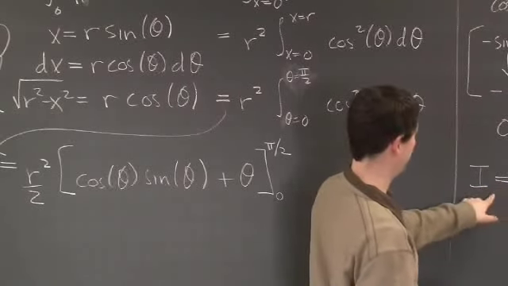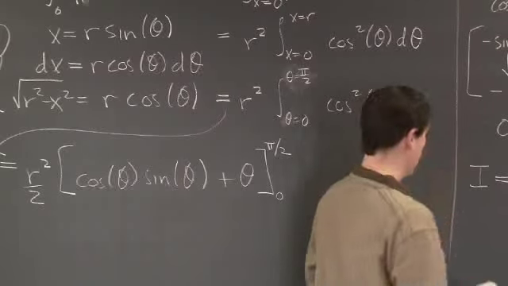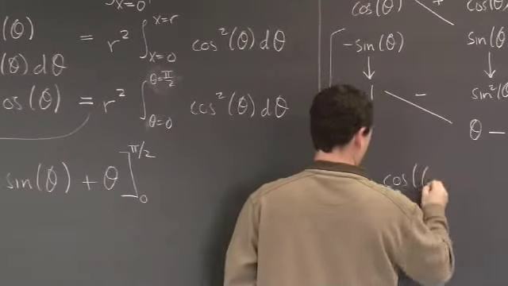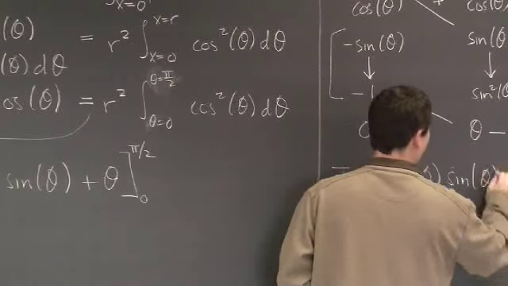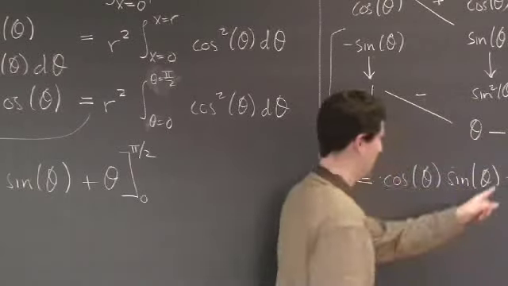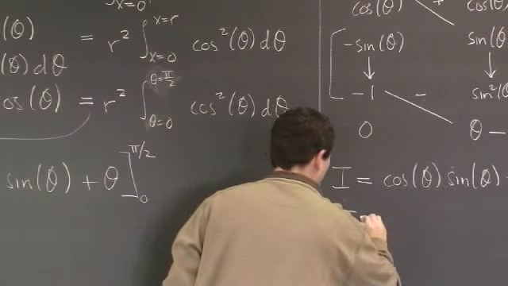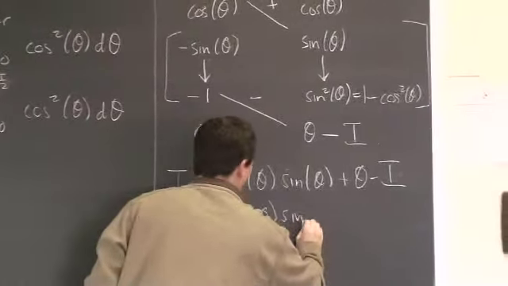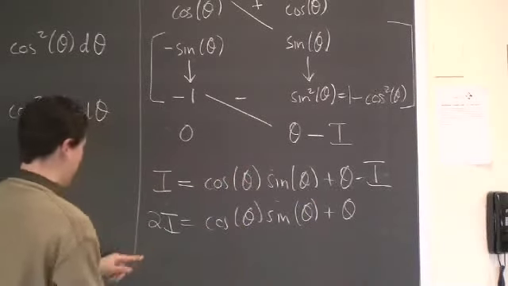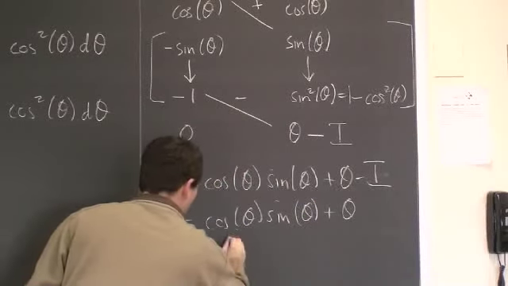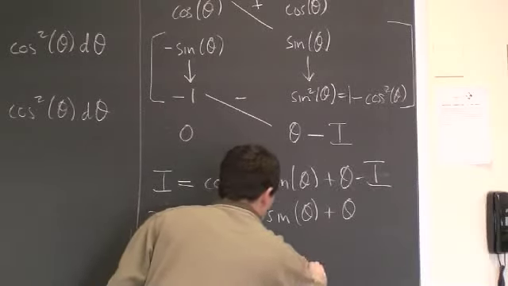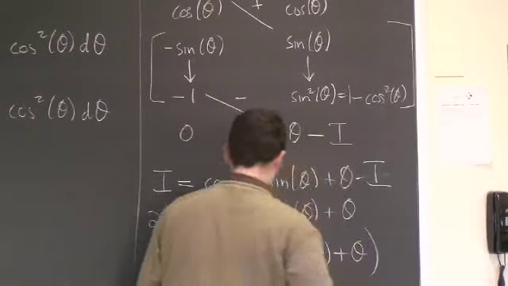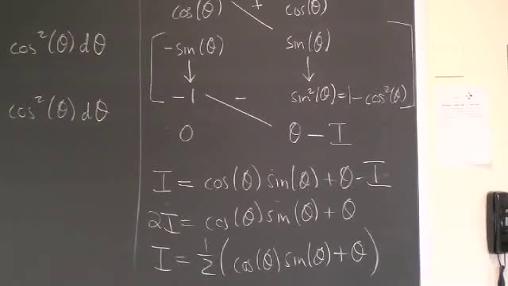Okay. So let me write this again over here. So here, if I was the integral of cosine squared, then I was equal to cosine of theta, sine of theta, plus theta minus I. Then you add the I to both sides. And then you divide by 2. Okay, and I leave out the plus C since I know I have a definite integral. Okay, so that's what I've done here. I just divided by 2. Okay, and now I just need to plug things in.